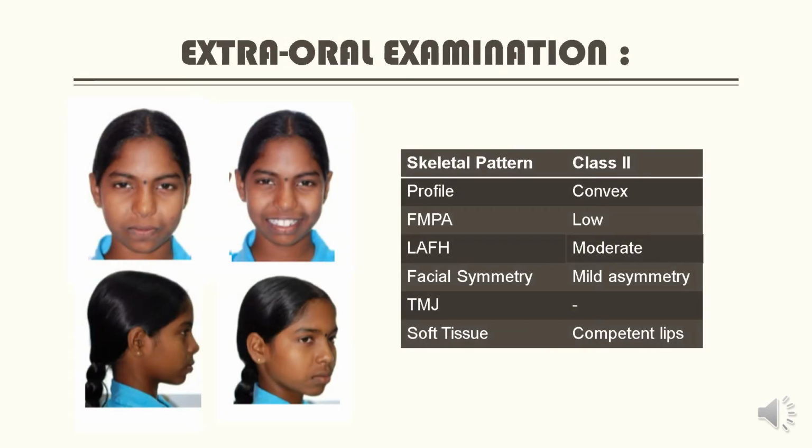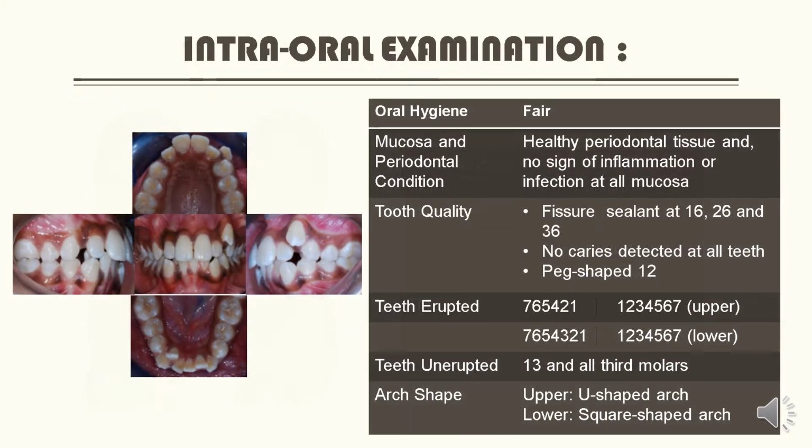These are the extraoral photos of the patient. For the extraoral examination, this patient has a skeletal pattern class 2 with a convex profile and a low-front-foot mandibular plane angle. She has moderate lower anterior facial height, and for facial symmetry, she has mild asymmetry. As you can see in the picture, the left side of the cheek is slightly bigger than the right side. For the TMJ, however, I cannot assess it just by looking at the picture. She also has competent lips at rest.